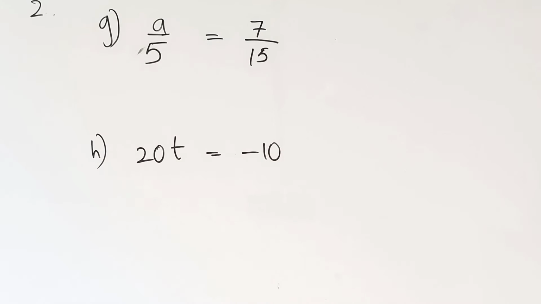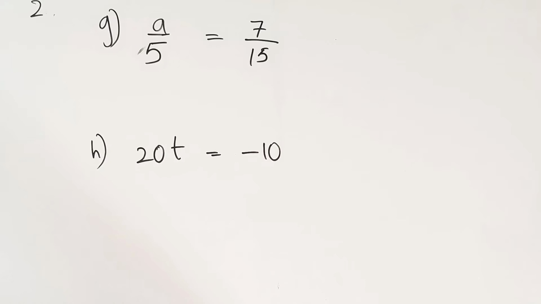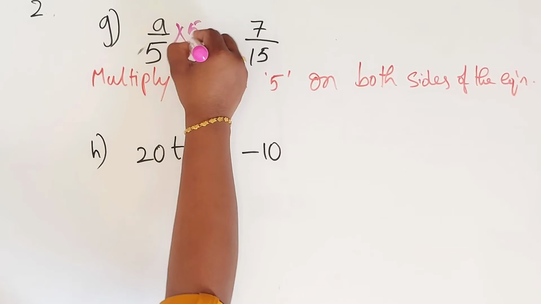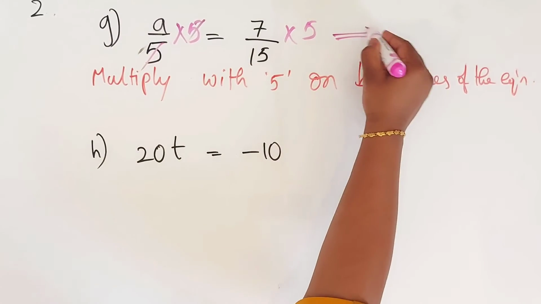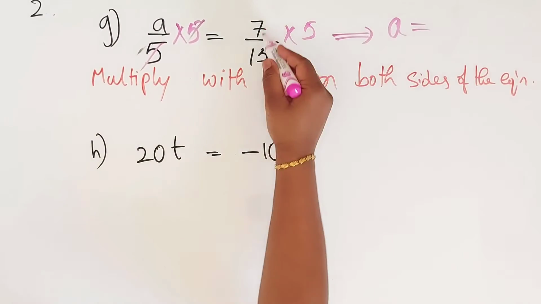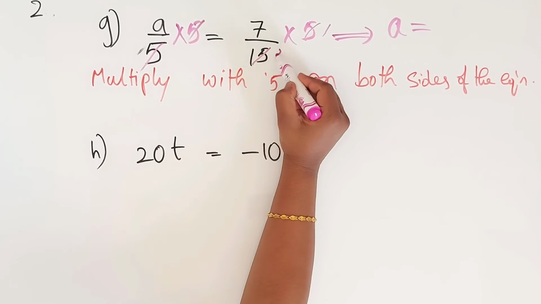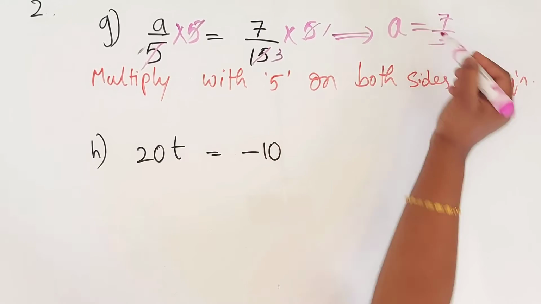Question G, children. A by 5 equal to 7 by 15 here. Here 5 is dividing. We want only the variable, so we have to multiply by 5 on both sides of the equation. Therefore into 5 here and into 5 here also. 5 will get cancelled. Therefore A equal to 7 by 15 into 5, children. 5 1s are 5, 5 3s are 15. Right? We can simplify. 7 by 3.